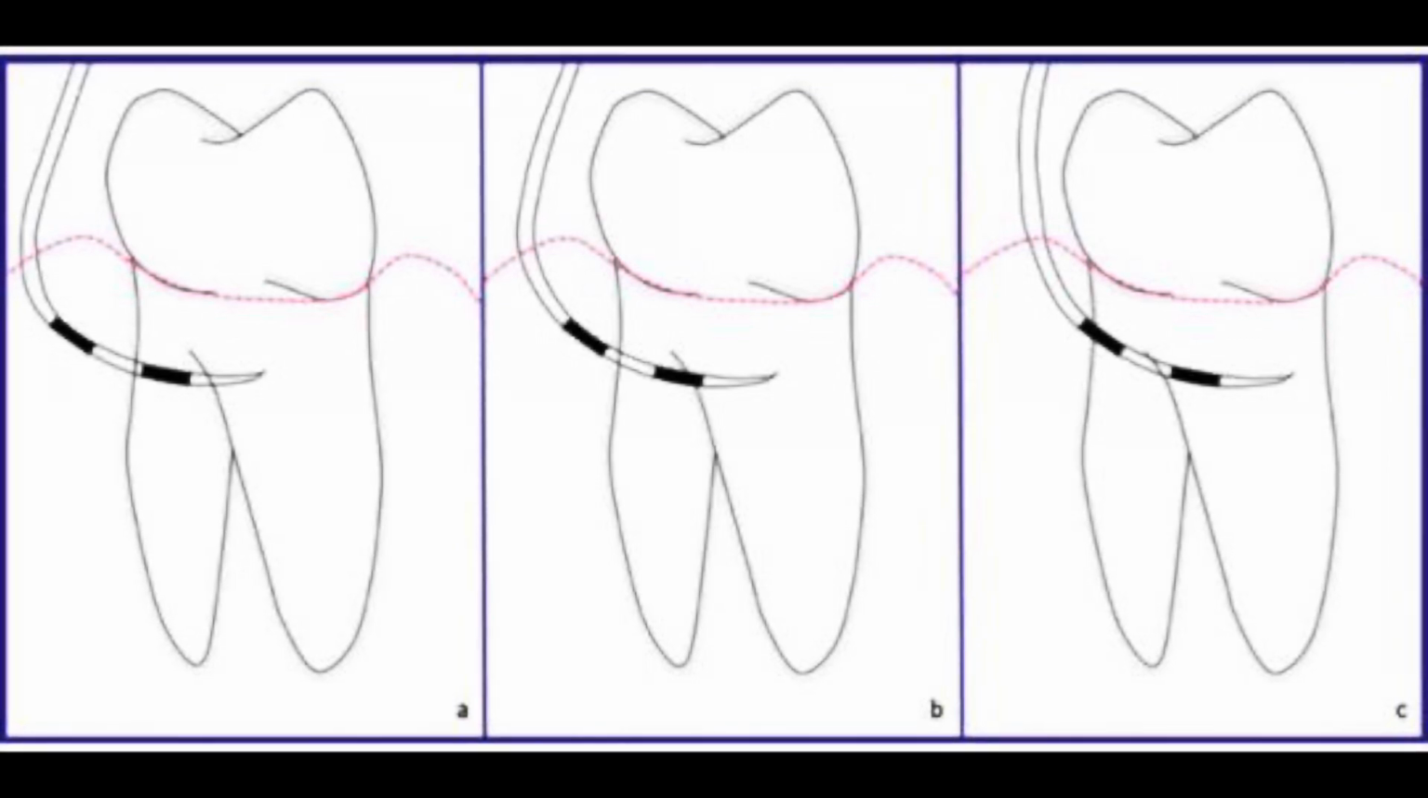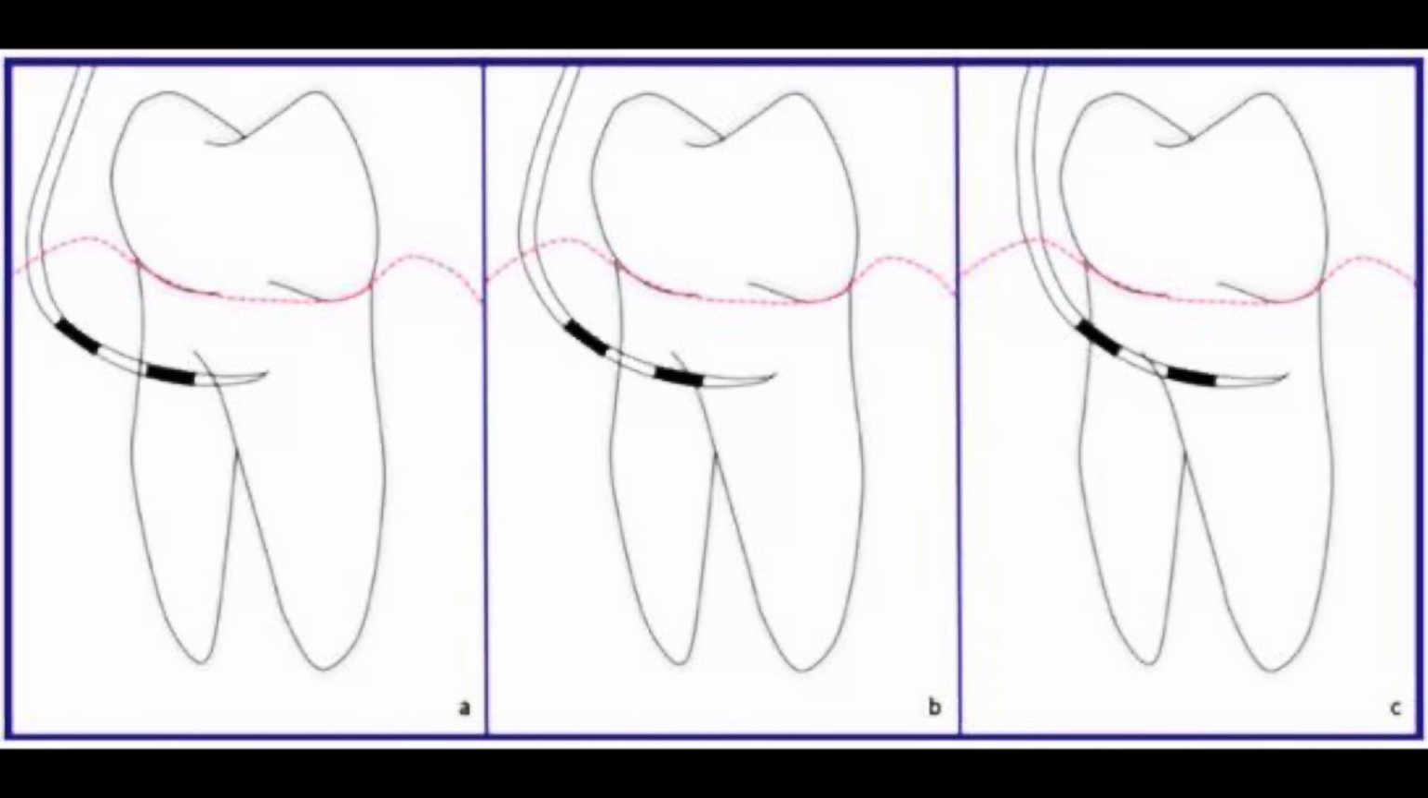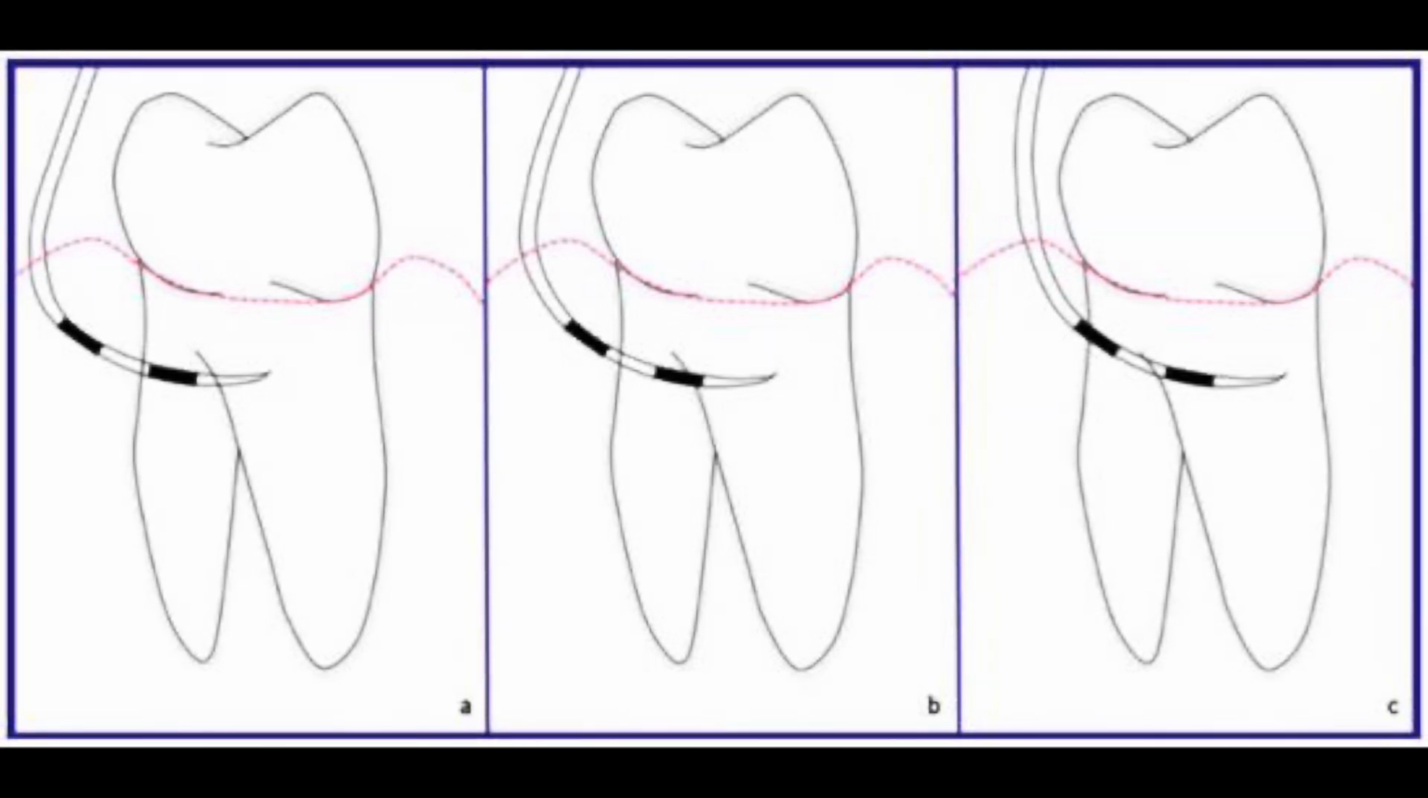There's also class 4 furcation, which would be a similar case, except clinically you're able to see the gap in between due to recession and bone loss. And on radiographs, you're able to see class 3 and class 4.